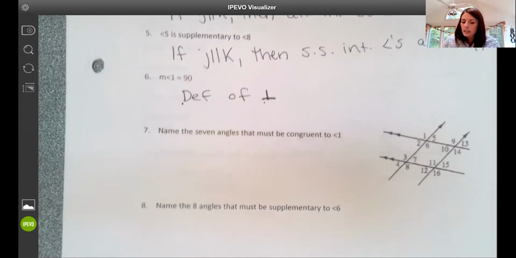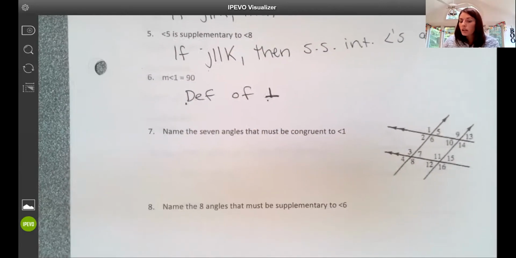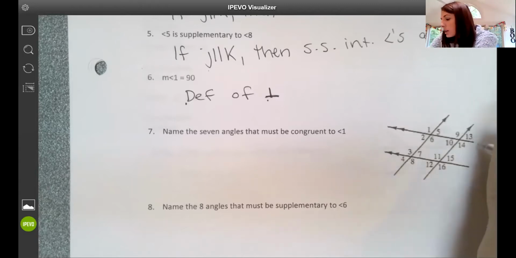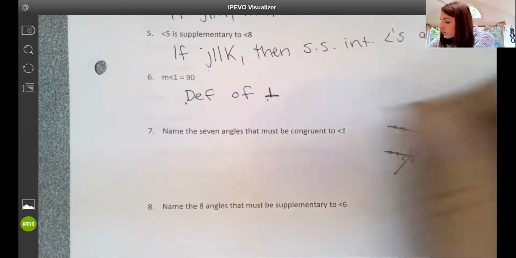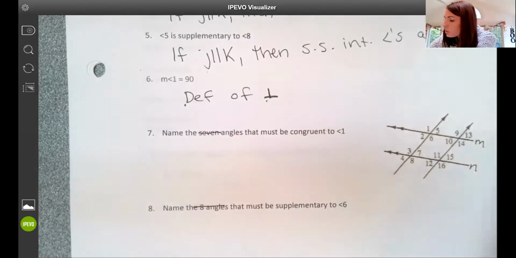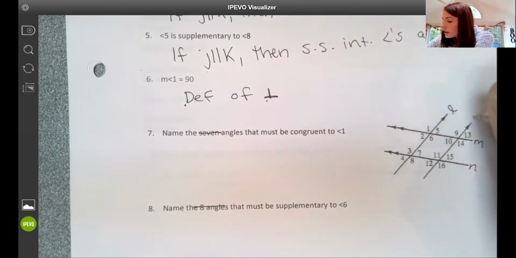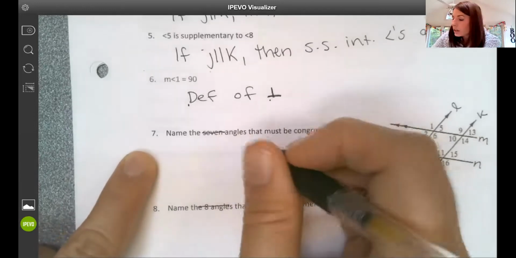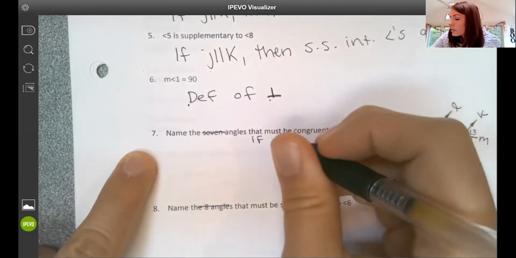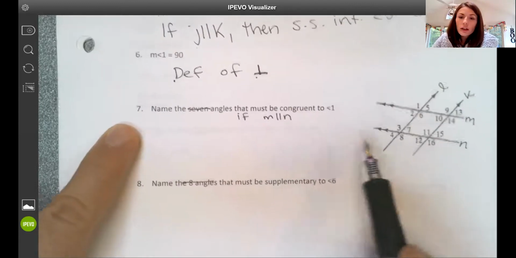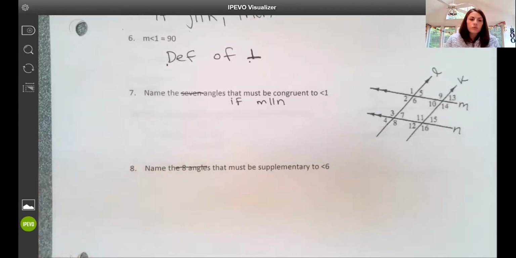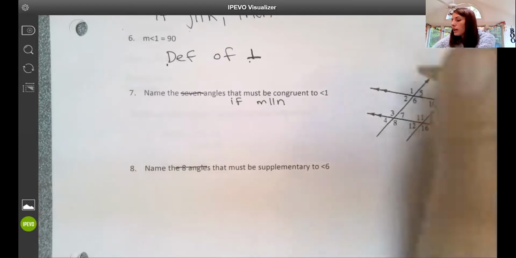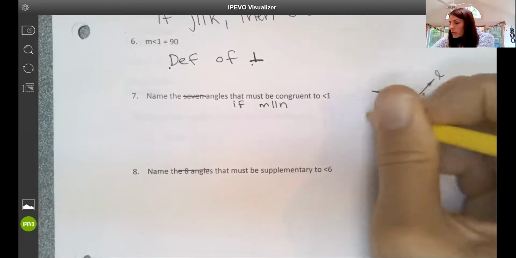You do have something like this on your homework, but you won't have as many angles because it will only be looking at one set of parallel lines. So I'm going to limit us. I'm going to say M and N, so it's not going to be 7, and it won't be 8. And I'll call this L and K. So I'll say list the angles that are congruent to 1 if M is parallel to N. So I'm changing that. Here's my diagram, and I'm only going to look if M is parallel to N.